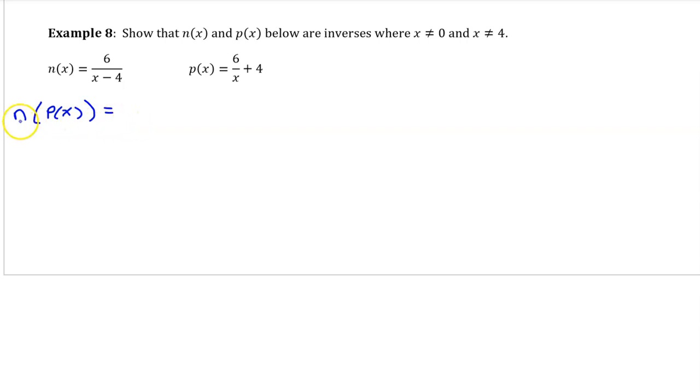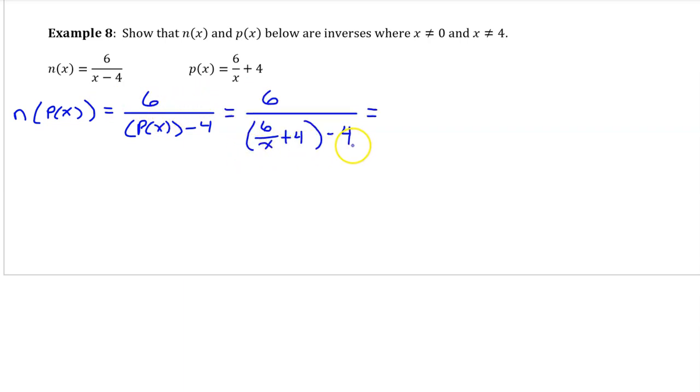First, let's show that n of p of x is equal to x. In this case, n is the outer function. So let's rewrite it with parentheses instead of an x. So 6 over x minus 4 becomes 6 over parentheses minus 4. And inside the parentheses goes p of x. However, p of x is this expression. So let's make that substitution.